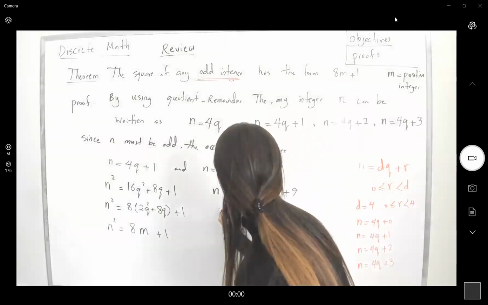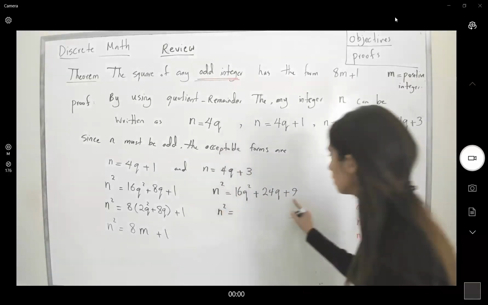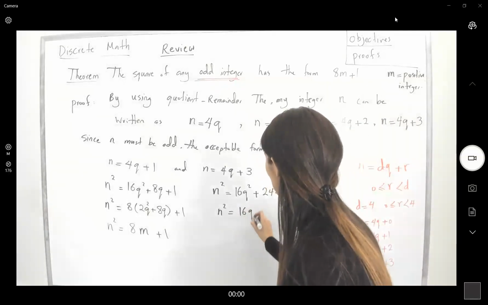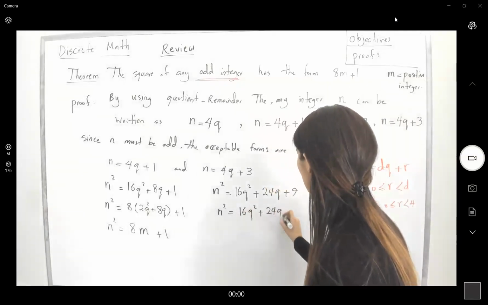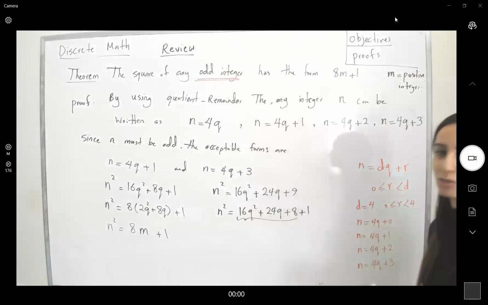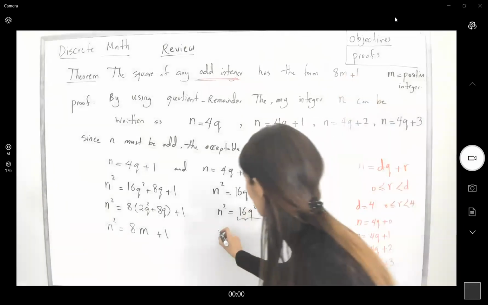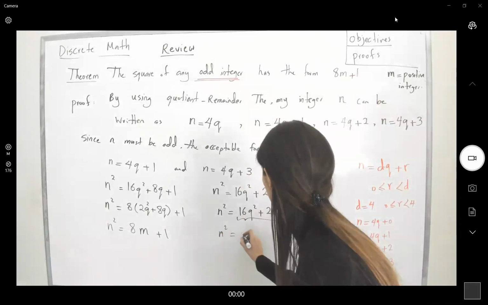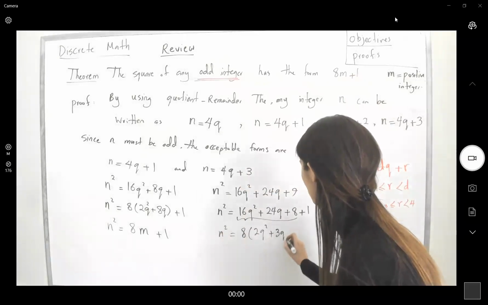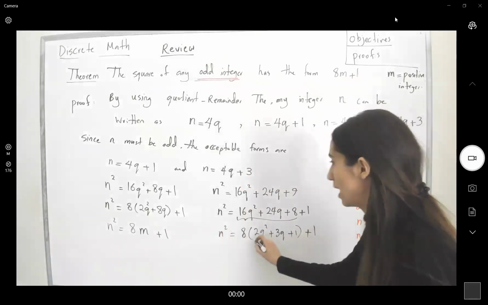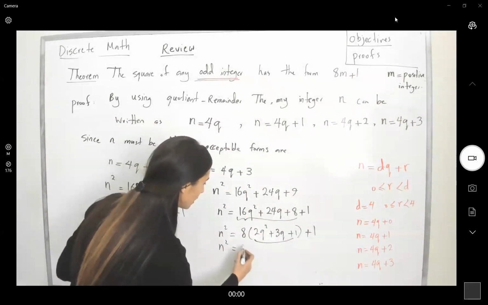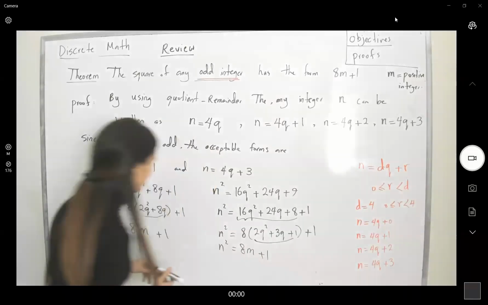What about this one here? n squared is equal to 16q squared plus 24q plus 9. I'm going to break down 9 as 8 plus 1. So I get 16q squared plus 24q plus 8 plus 1. Between these, I'm going to factor out 8 and create my m. So n squared is equal to 8 times (2q squared plus 3q plus 1) plus 1, and this is my m. So n squared is equal to 8m plus 1.